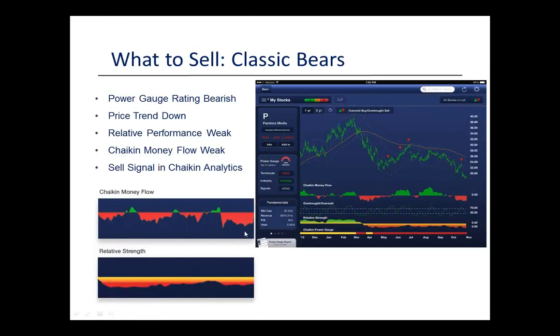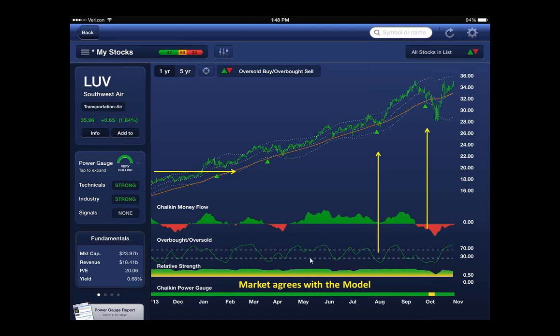And most importantly, one of the things we talk about is the market agreeing with the model. So the model is the Power Gauge, very bullish. The market is what's represented by relative strength. There have been many white papers by academicians, other folks who build models, who talk about relative strength as that key indicator.